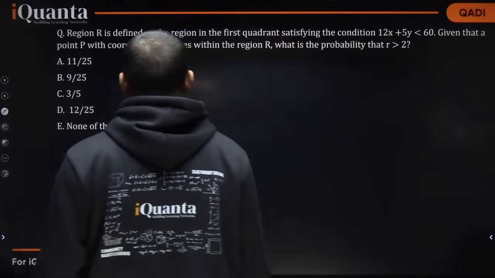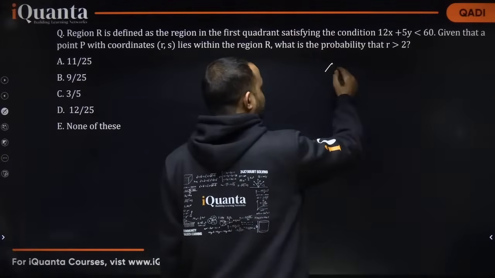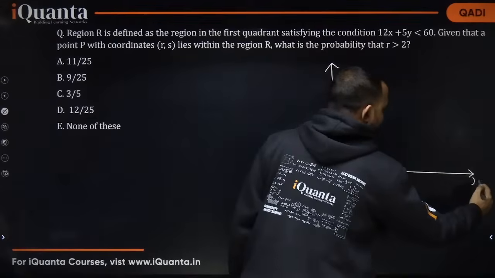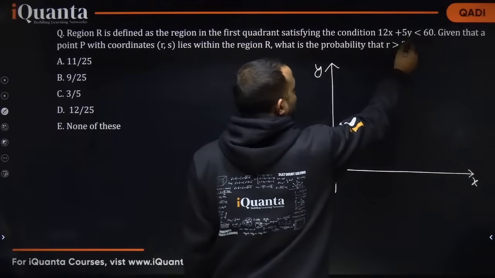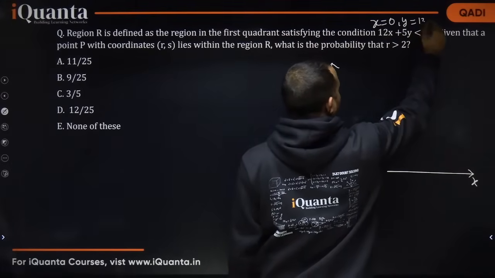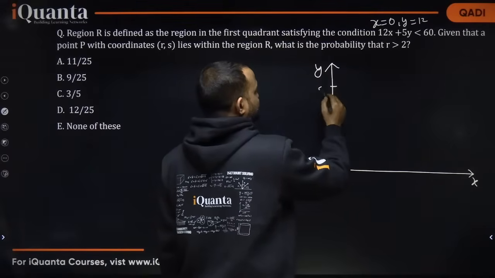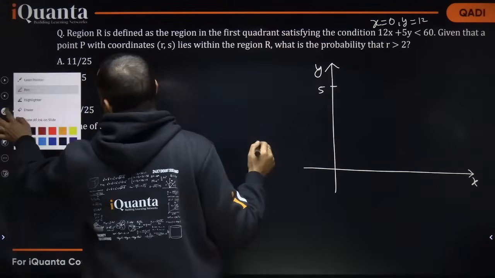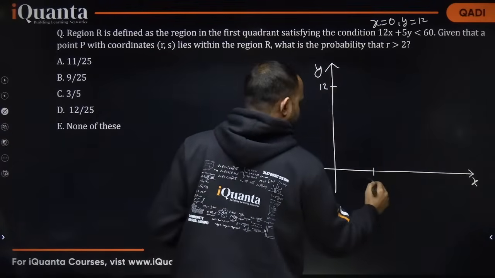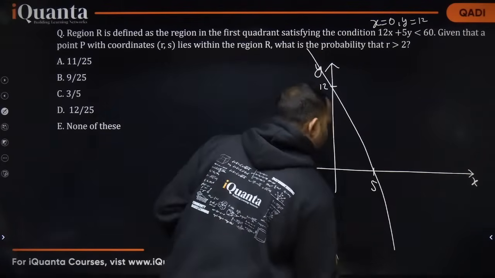It says region R is defined as the region in the first quadrant satisfying the condition 12x plus 5y is less than 60. If you put x is equal to 0, you get y is equal to 12. If you put y is equal to 0, you get x is equal to 5. So we put the values here. This is 12 and this is 5. This is the line that we are talking about.